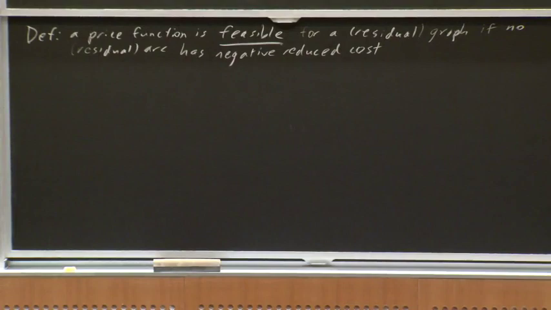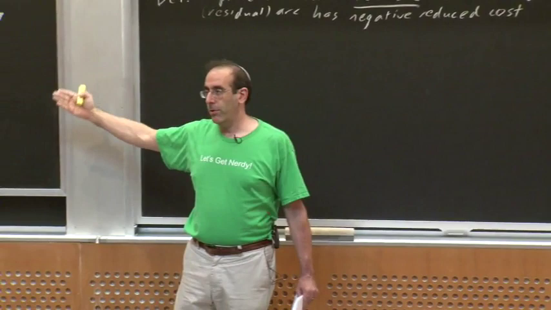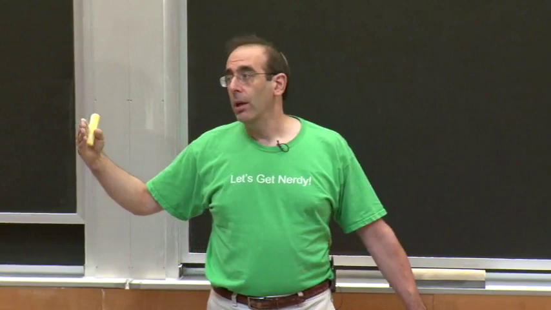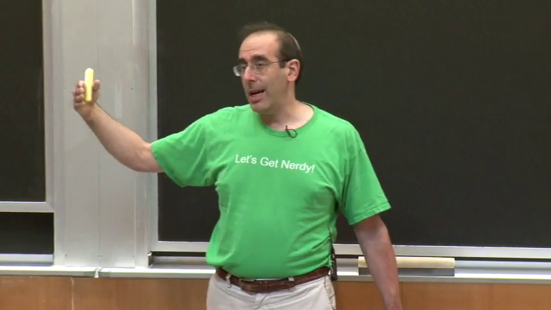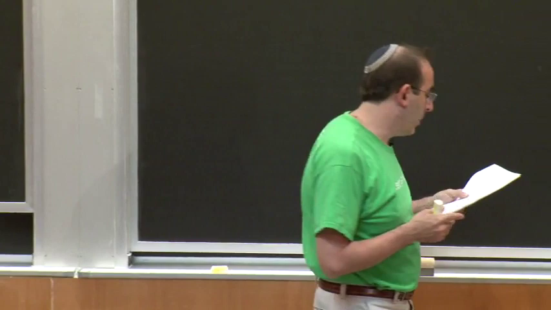Okay. So this is capturing the equilibrium concept from over there. If you have a negative reduced cost arc, it means somebody can make a profit, which means some shipping will happen, which will saturate some edge. If the edges get saturated, prices will adjust to reflect the variations in supply and demand that result.